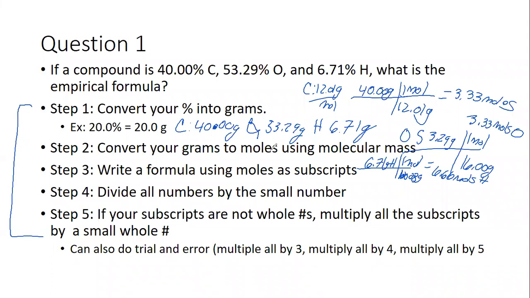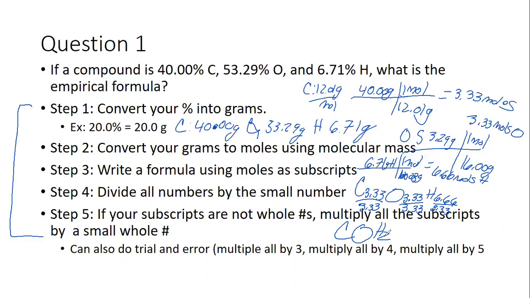100%. Okay, so we have moles. Now I need to write a formula using moles as subscripts. So I have carbon, 3.33. Oxygen, 3.33. Hydrogen, 6.66. All right, divide all numbers by the smallest number. The smallest number here is 3.33. So divide everything by 3.33. We get carbon, 1. Remember, if it's a 1, you don't write the 1. You just leave it as carbon. Carbon, oxygen, H2. So we know from our empirical formula that in our compound, whatever it is, the ratio of elements is 1 carbon to 1 oxygen to 2 hydrogens.